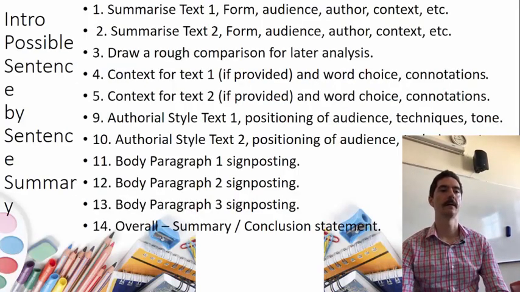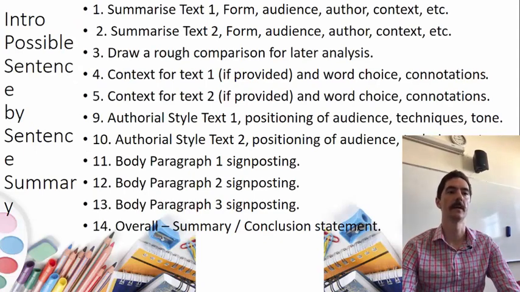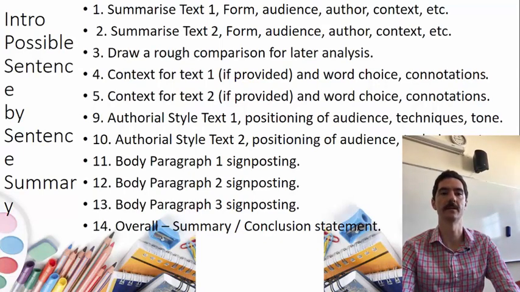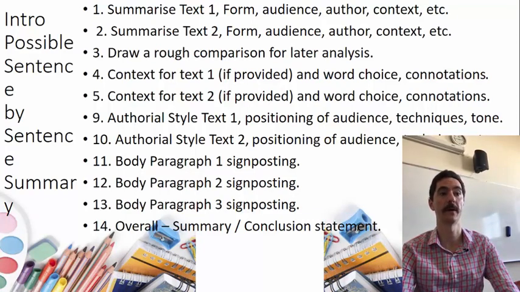Alright, so if you need more detail, kind of like a sentence by sentence breakdown, in your introduction, you would summarize the first text and talk about as many of these things as you can: form, audience, author, context. Then you do the same for text 2, and if you like, you could draw a rough comparison, like text 1 focuses on these factors and has this opinion on the argument, whereas text 2 focuses on these factors. You just draw a rough comparison for later analysis. This would be something as simple as text 1 agrees with the statement, text 2 disagrees, text 1 focuses on these core aspects, and text 2 focuses on these core aspects. So you're being quite precise, and the comparison is simply one way for you to outline your arguments.